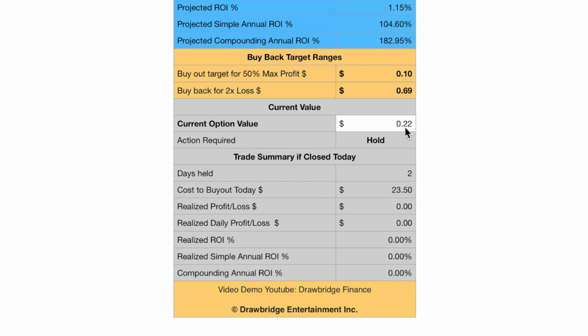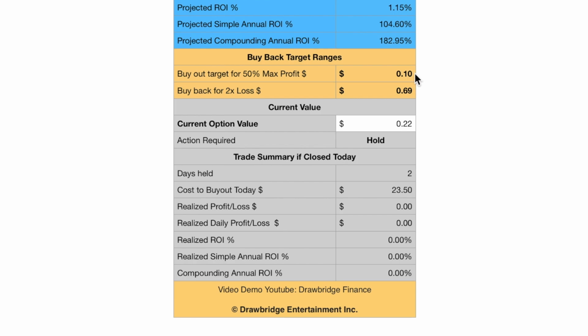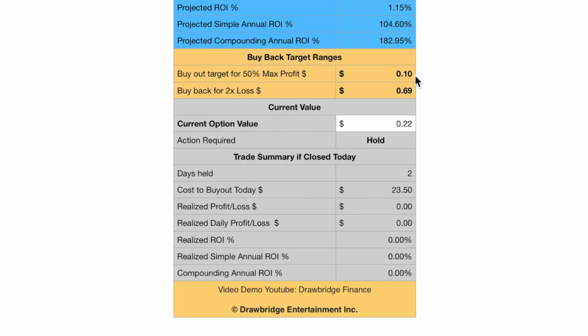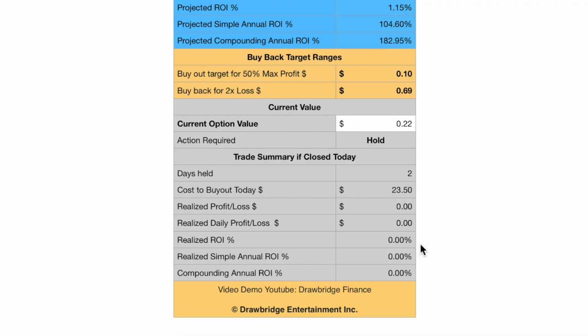So if we look at this 2 days from now, and the option value is 22 cents, it's going to say hold right here, action required hold. And the reason that it says that is because that value is in between 10 cents and 69 cents. Now, if we can get this option value to drop down below the 10-cent mark in less than half the time, it's going to increase our simple annualized return. And I'll show you how that works.